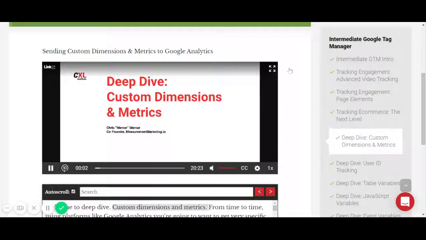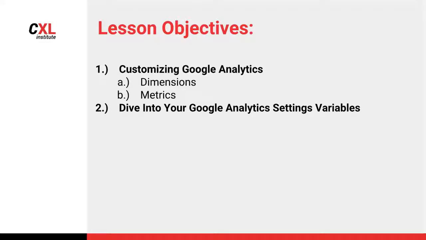Custom dimensions and metrics. From time to time, using platforms like Google Analytics, you're going to want to get very specific questions answered. And sometimes you need very specific information in order to answer those questions. Information that Google Analytics doesn't provide on its own and that you must customize. Fortunately, Google Tag Manager helps make this easy. Let's take a look. All right, it's a deep dive.